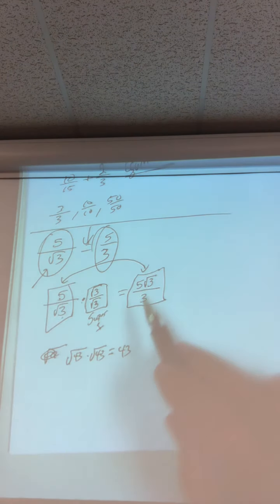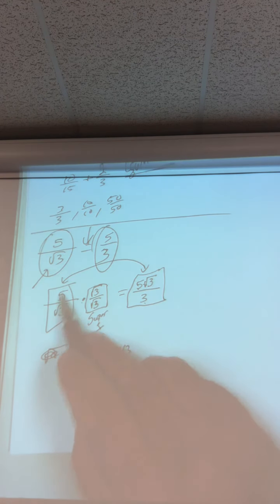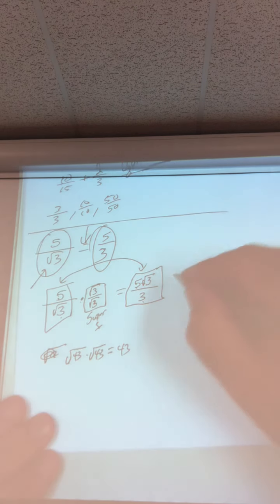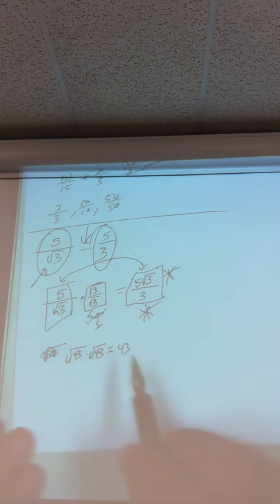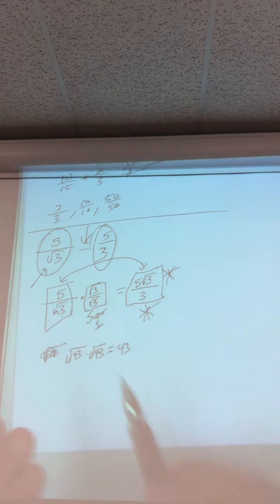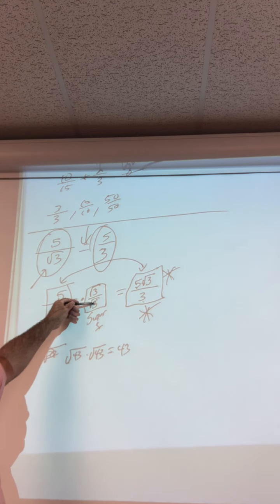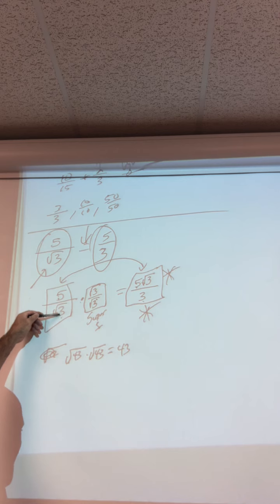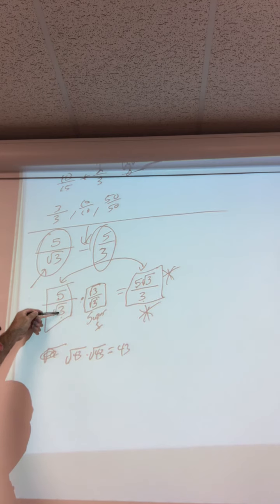If you took your calculator and punched in 5 times square root of 3 divided by 3, that's the same thing as 5 over square root of 3. The difference is this one doesn't have the square root in the denominator. This one does. So what you're looking at right here is called rationalizing the denominator. Simply put, to rationalize the denominator, you just multiply numerator and denominator by whatever square root is in that denominator.